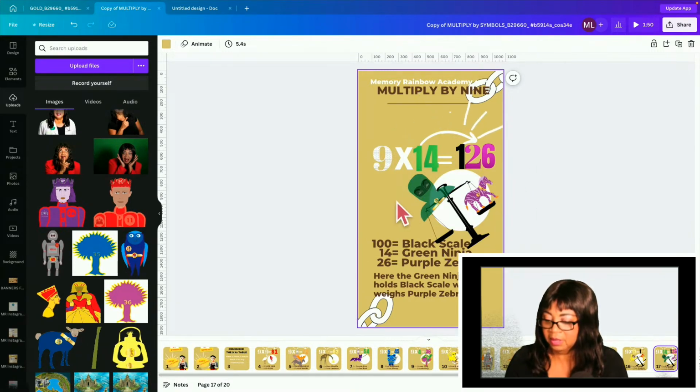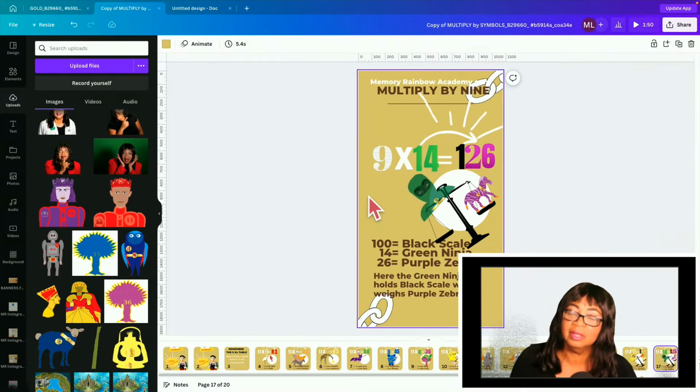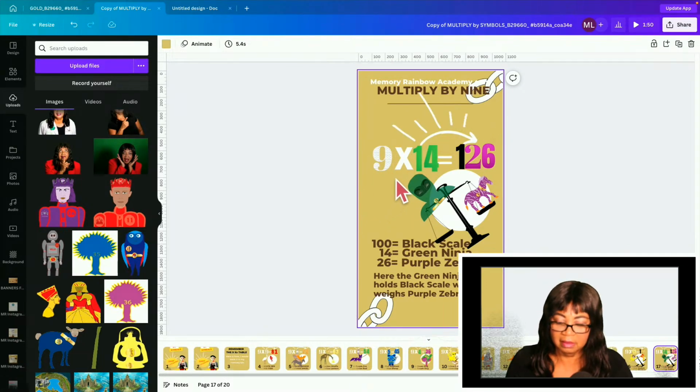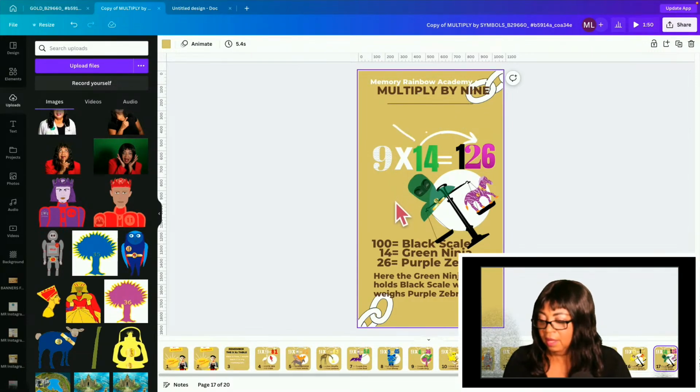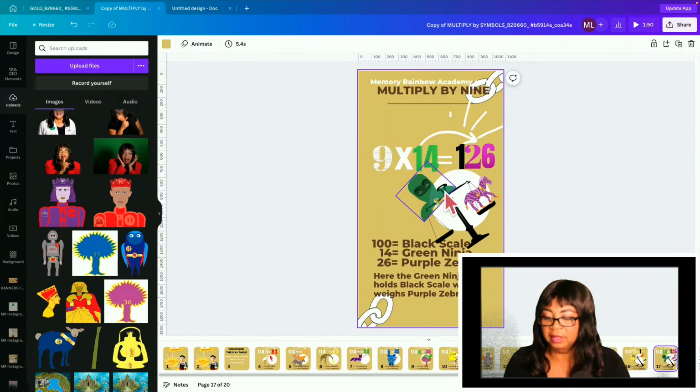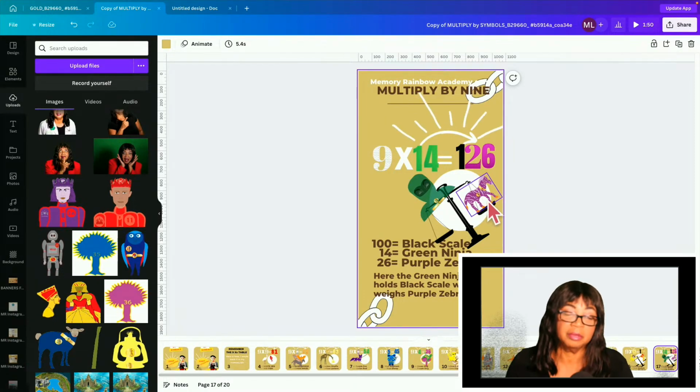And how you're going to remember it: 14 represents the green ninja, and she is a power hero, right? Some of her symbols would be like the nunchucks and all that, but I didn't want to use anything that could simulate any kind of violence and so forth. So I just decided to use the ninja herself, and she's holding on to the black scale of justice, and she's weighing a zebra.